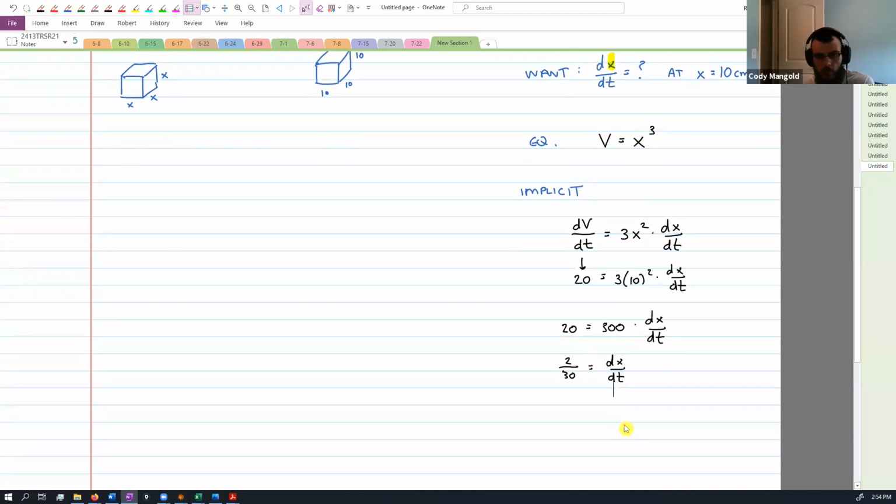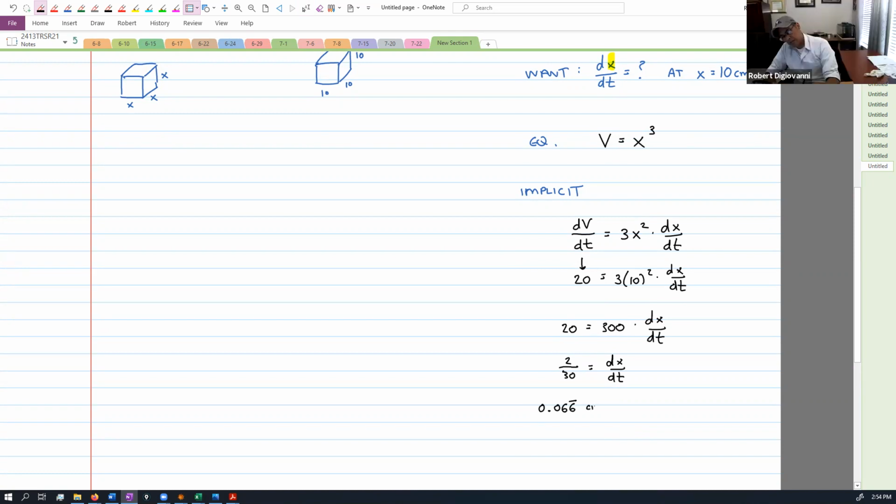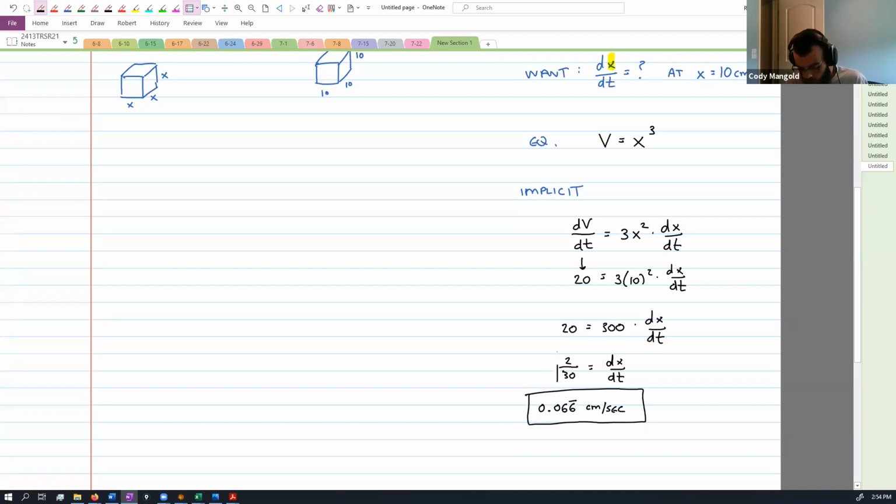For my approximate value of that, I got 0.0666 cubic centimeters a second. Okay, yeah, I did it right. And this would be centimeters per second. Oh, we wouldn't cube it, because it's not the volume itself, right? It's the length. dx/dt, x is the measurement of the one side. So you're saying how fast is that side increasing? Yeah. 0.066 centimeters every second at that instant.